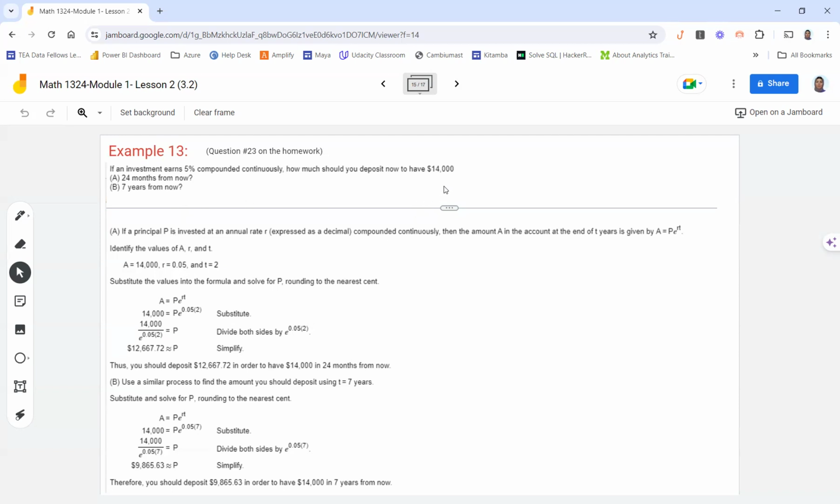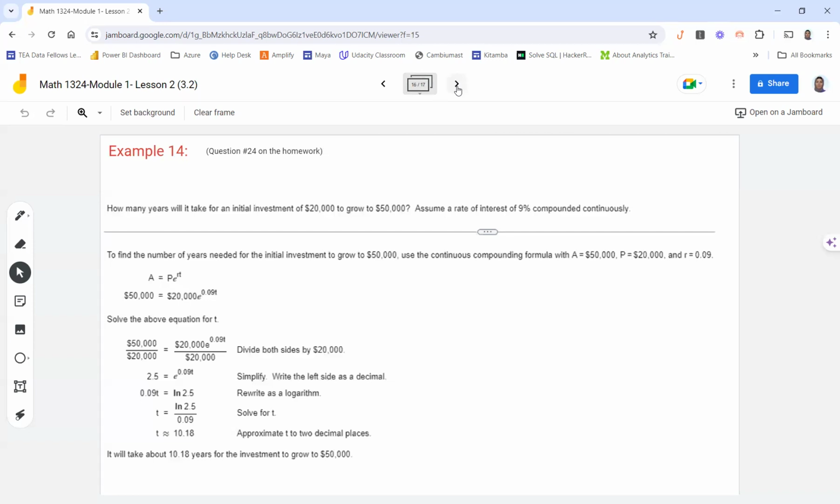But if you want to accumulate the same amount of money in 7 years, we can just change the numbers here, and then we will find out that we need to input only $9,865.63 to the bank if we want $14,000 in 7 years with this rate.